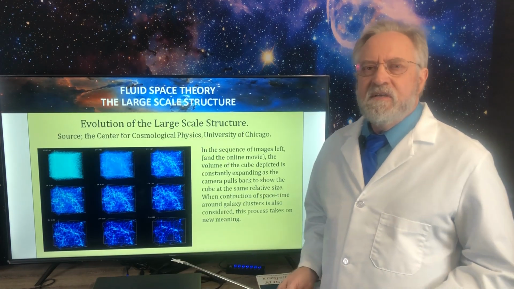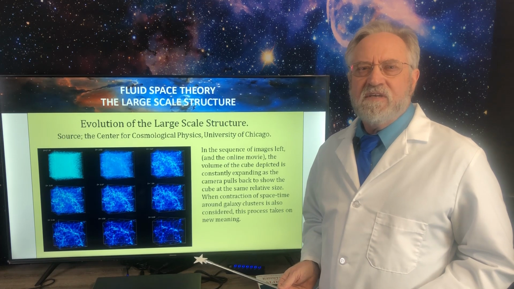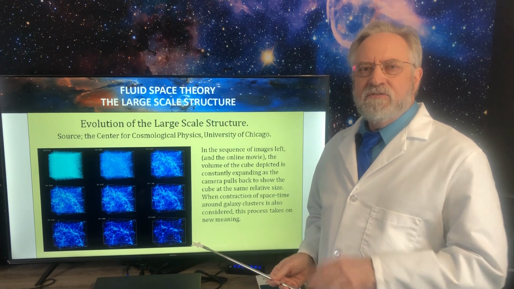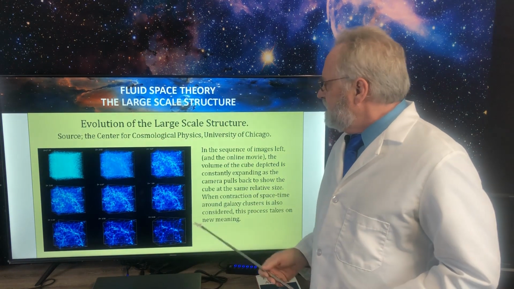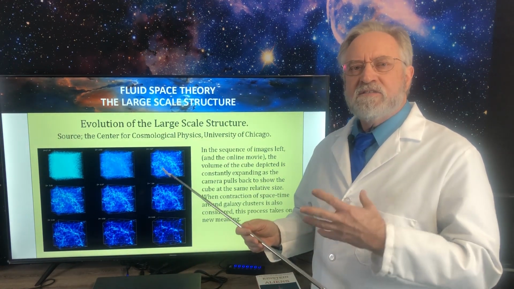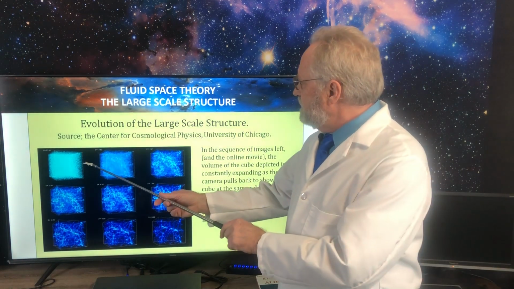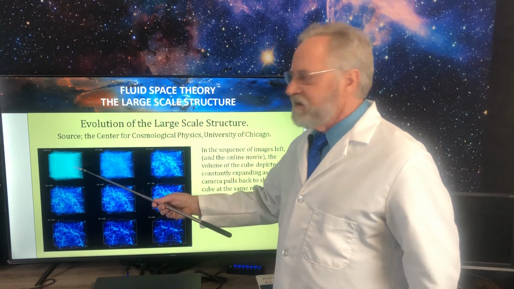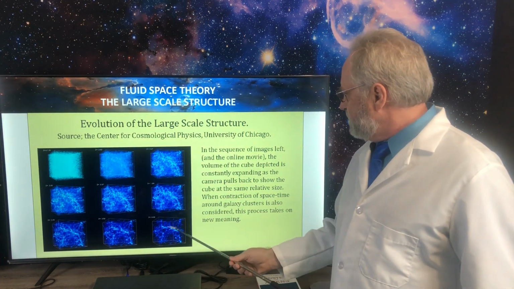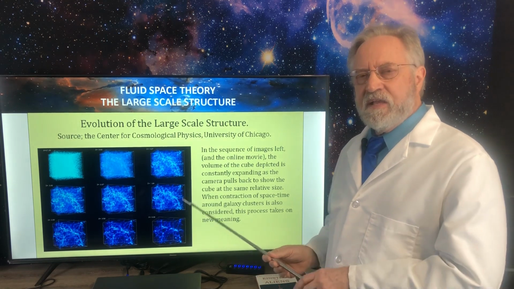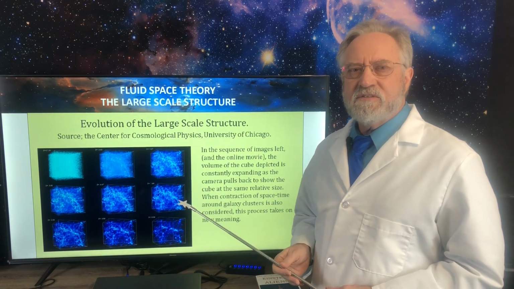So here we see a representation of a video that was put out by the University of Chicago, and it shows how from the early universe to the present the large scale structure formed. And you see it starts out like our loaf of Colby Jack cheese, and it evolves into what we see more or less today with the galaxies and galaxy clusters strung out in large filament structures.